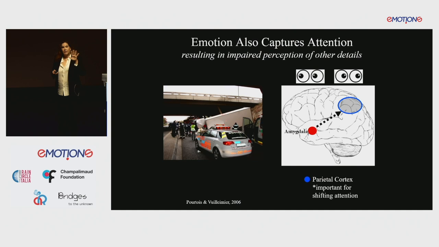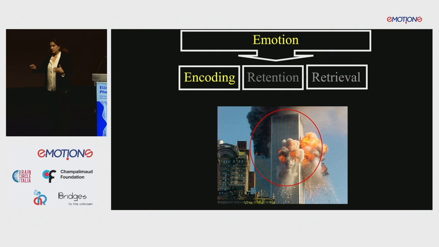So I'll go back to my example of 9/11. Imagine you're there that day. You see the tower on fire. You might perceive some of these central details very well, even better than something that's not emotional, but you're likely to miss other details that you might be looking at if it wasn't a highly emotional event.